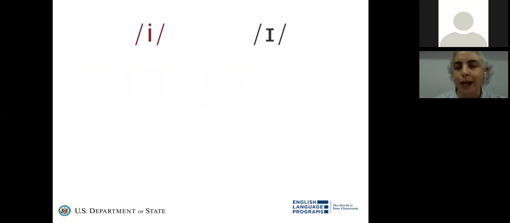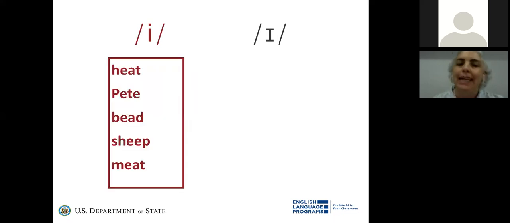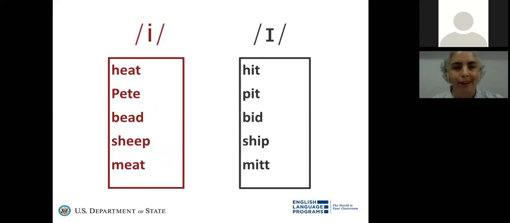So on the left, we have the E sound, and on the right, the I sound. E sound words and some I sound words. So we have heat, peat, bead, sheep, meat. And if you're watching this along with me, then please read along with me. And on the right, we have some I sound words: hit, pit, chip, and mitt.